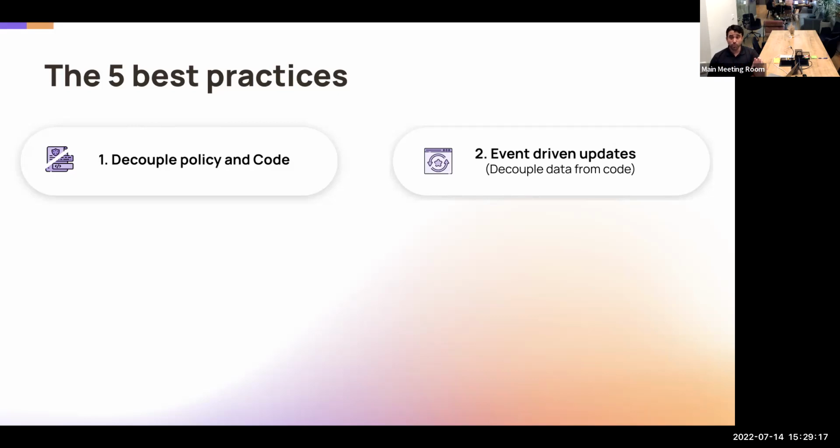The way to do so is by being event-driven. If we can propagate all those events from the distributed data plane into that authorization microservice, our life is going to be much easier. So that's our second best practice. We decouple it, we create a separate microservice, and then we update it in an event-driven fashion, both its policies and its data.